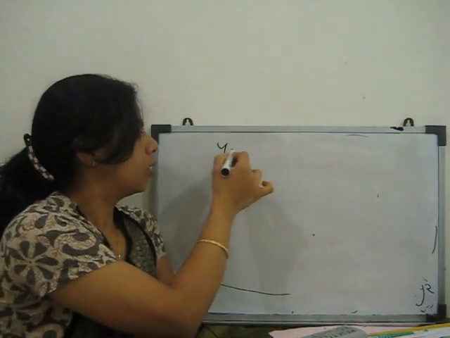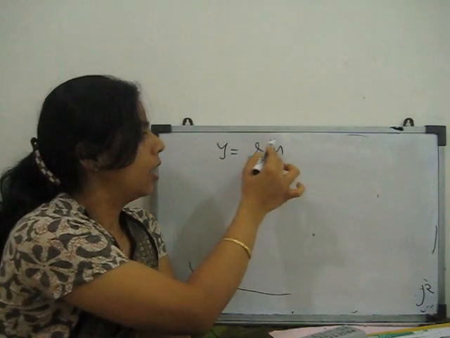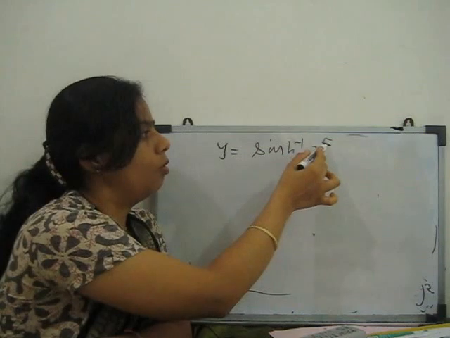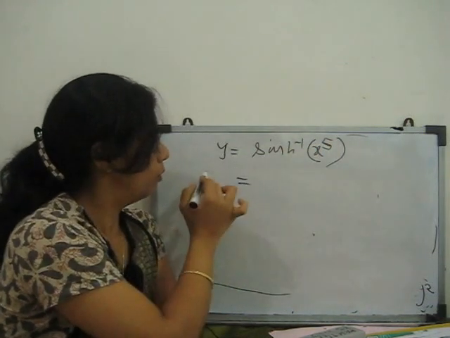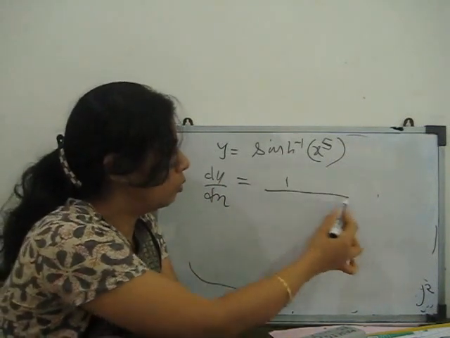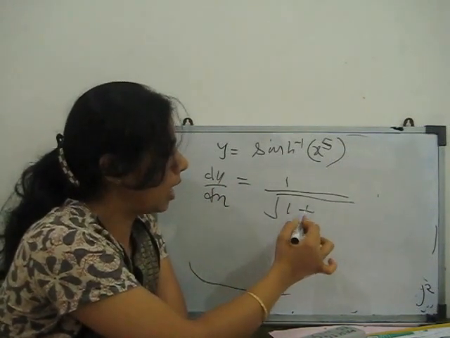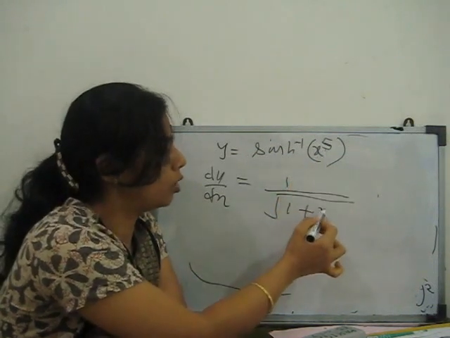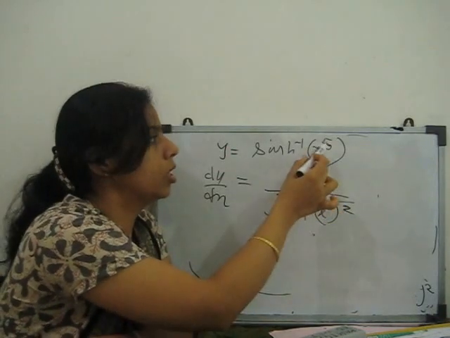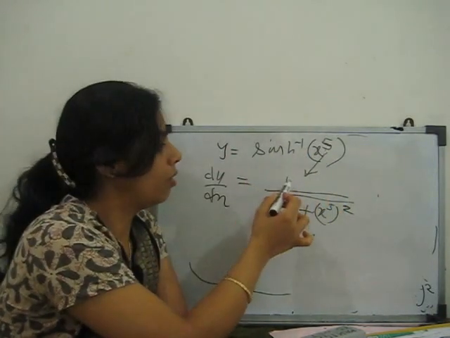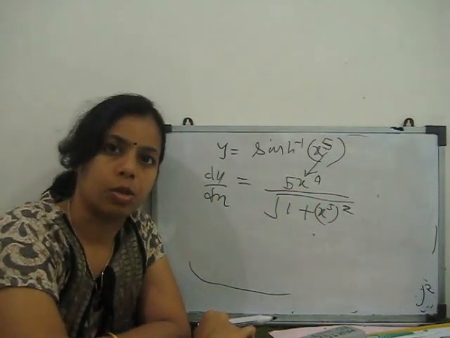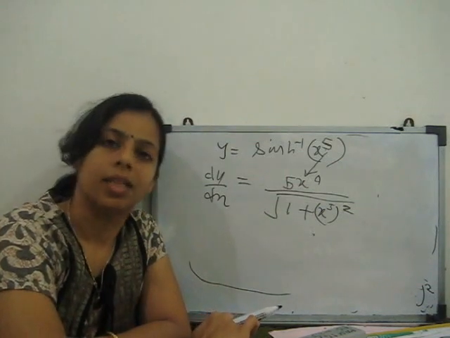If you have y is equal to sine hyperbolic inverse of x to the power 5, then when you write dy by dx, you write the formula 1 plus x square under root, and at the place of x square you have (x to the power 5) whole square, that is x to the power 10. And one more thing, the derivative of this is 5x to the power 4 coming here. So this is the required solution. That's all for hyperbolic functions. Thank you very much.